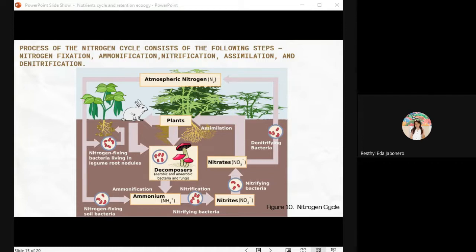Second is ammonification. When a plant or animal dies, the nitrogen present in the organic matter is released back into the soil.